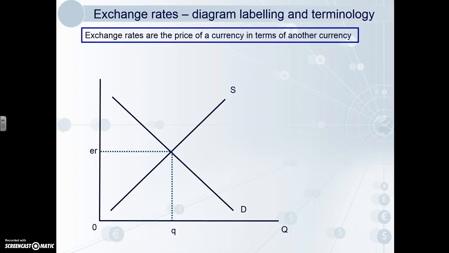This definition frequently comes up in Part A of Paper 2, and you should always gain the full 2 marks for it. Too often students neglect the last part, that is, terms of another currency. Don't be one of those students. Okay, we'll look at labeling the diagram.